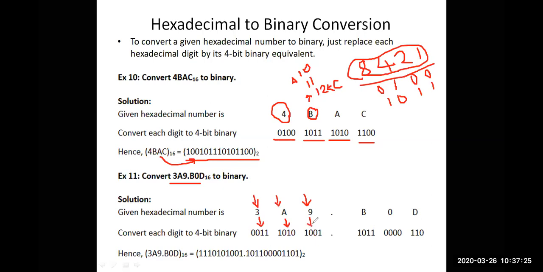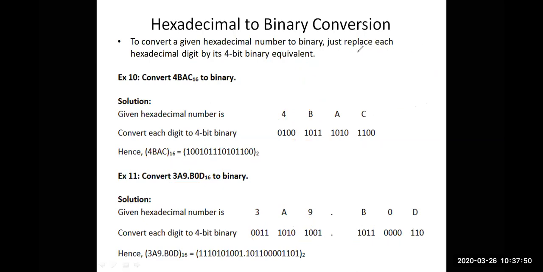In case of octal we were using the 4 2 1 rule. In case of hex we should use the 8 4 2 1 rule. Now here 3 can be taken as 2 plus 1, so 0 1 1. A is 1 0 1 0, 9 is 1 0 0 1, and so on. Okay, so I think it is very clear to you.